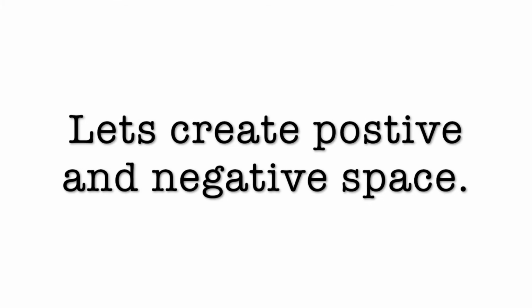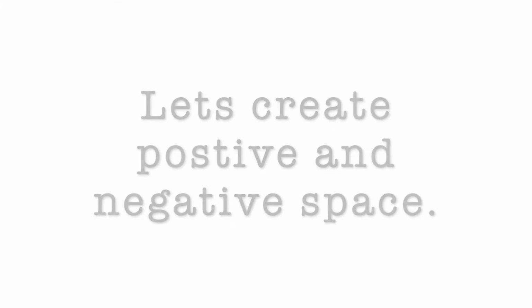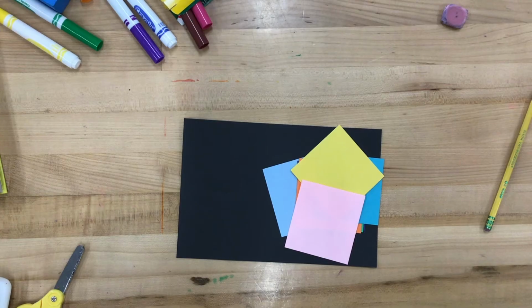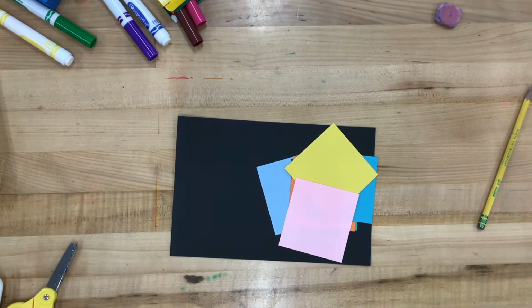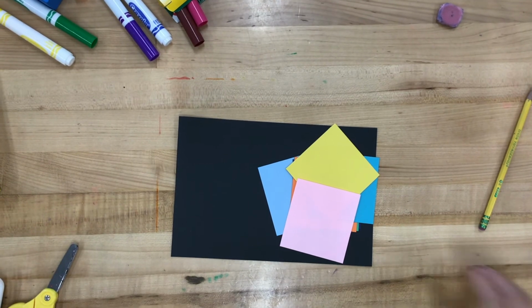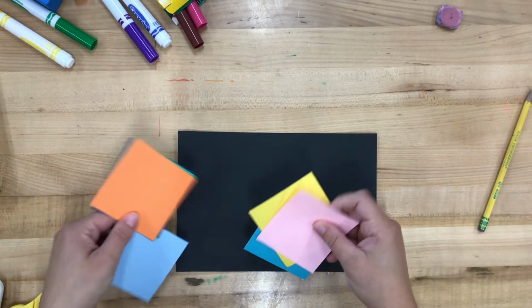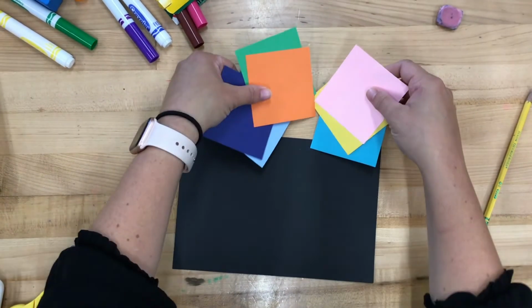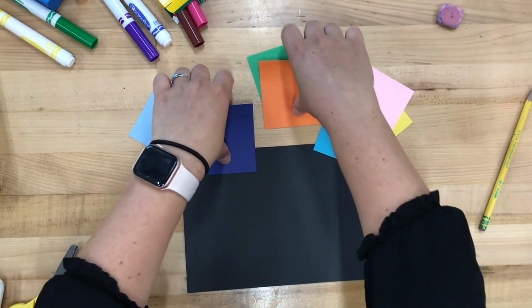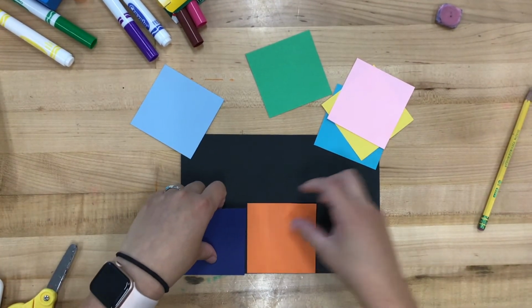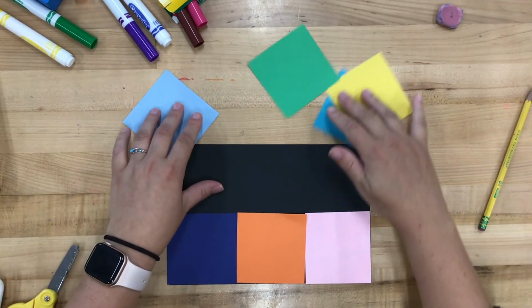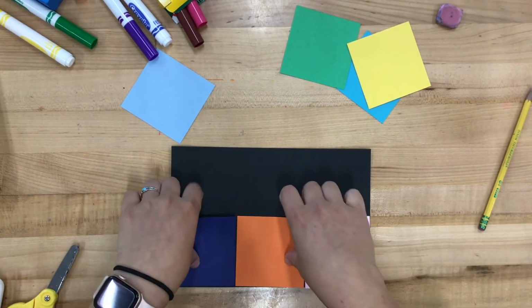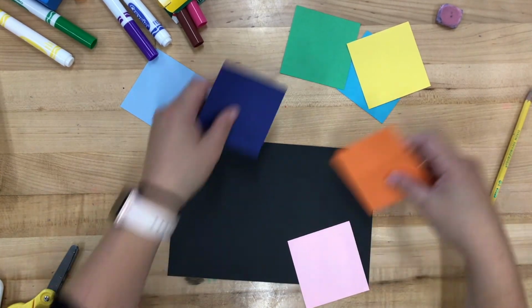So now that you know what positive and negative space is, let's create some in art. You're going to need your black rectangle paper and your different colored square paper. You'll also need scissors and glue. These squares should fit really well, 3 of them. So you're really only going to need 3 of those colors, but I gave you extra just in case you needed them.